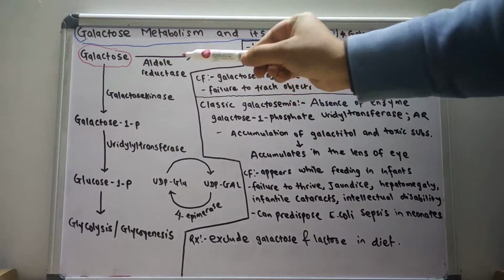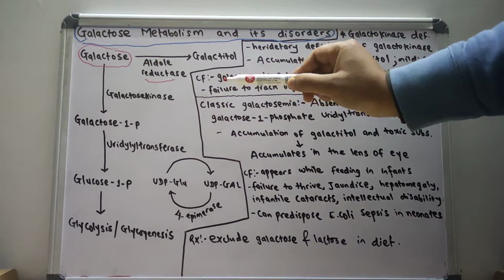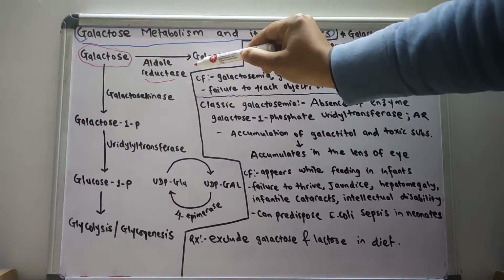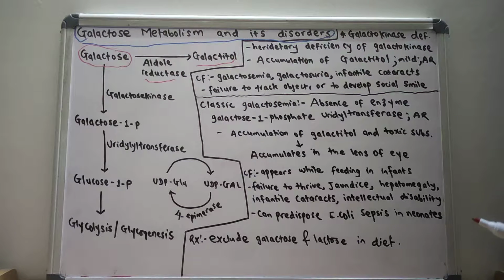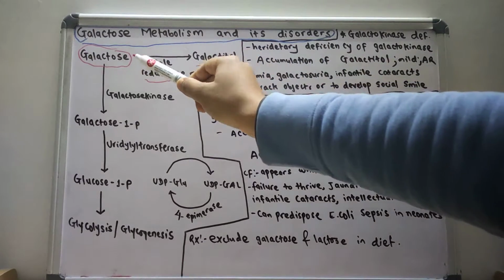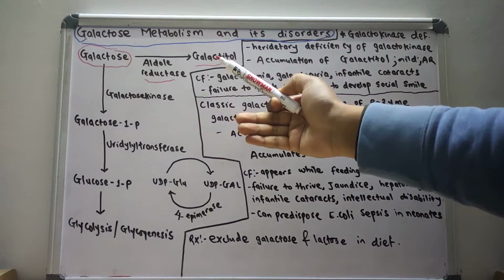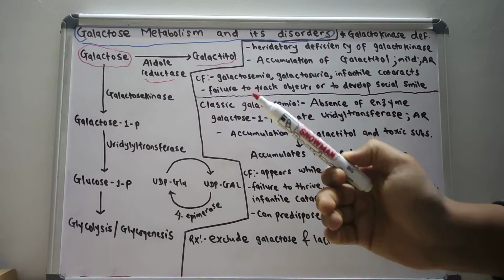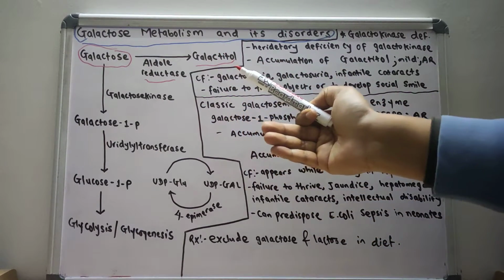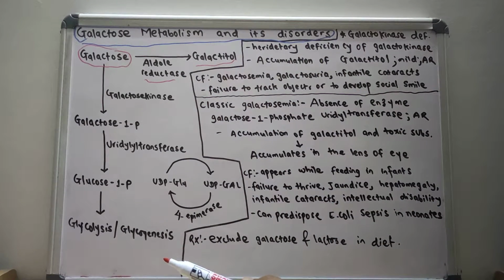Galactose, with the help of the enzyme aldose reductase, is converted into galactitol. So it is one of the reactions that helps to convert galactose to galactitol.